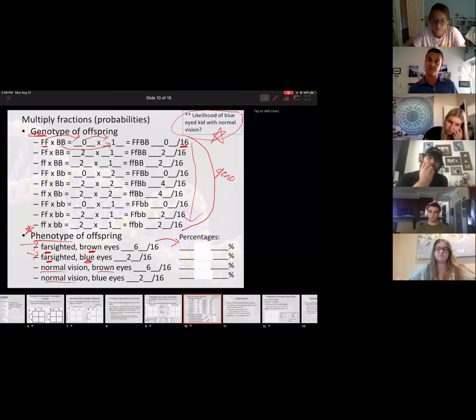Okay, so we can convert those into percentages just by using your calculator. So 37.5 for the 6 out of 16 and 12.5 for the 2 out of 16.